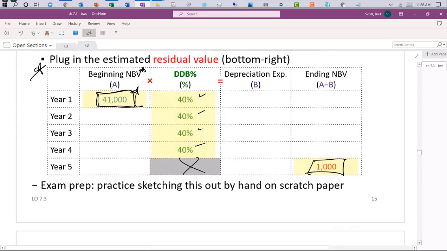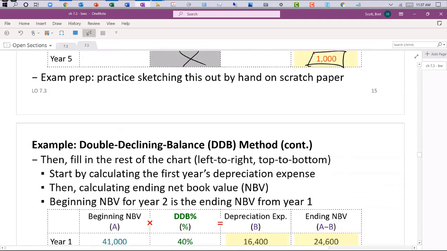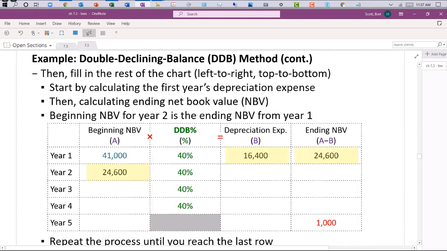a double declining balance methodology question that you're just going to have to walk through. There's going to be a depreciation expense, which is based on the beginning net book value times the double declining balance rate. Then you want to figure out what is the ending net book value, which is, again, just cost minus accumulated depreciation. And we'll walk through this step by step. But get some practice setting the sucker up here. Fill out the rest of the chart, left to right, top to bottom.